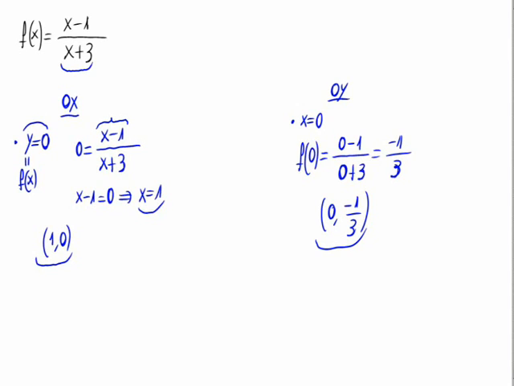As we should know, any function only has one intersection point with the axis y. So our intersection points are 1, 0 for the axis x and 0, minus 1/3 for the axis y.